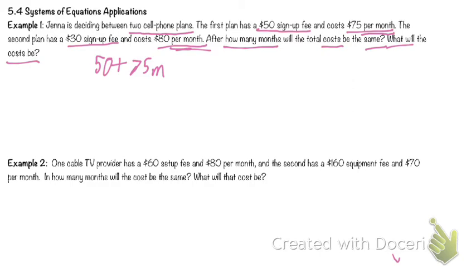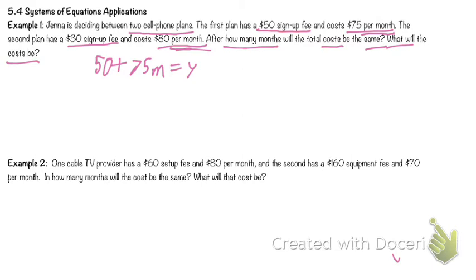The $50 sign-up fee plus 75 per month equals the total cost, right? What do you guys want to call the total cost? Okay, Y? Cool, any variable would have worked. So that's my first equation: $50 for the sign-up fee, $75 per month is equal to the total cost. Any questions on how we got that first equation?